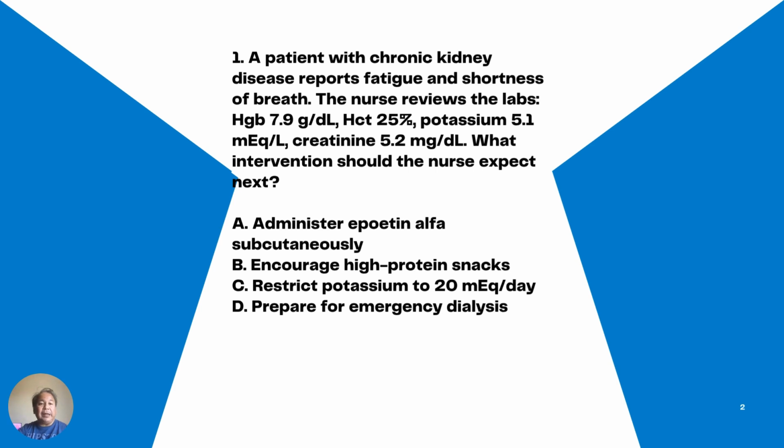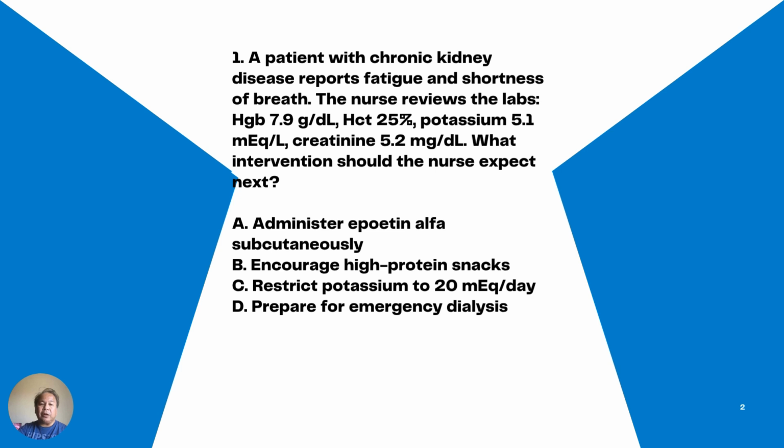Is it A, the administration of epoetin alpha subcutaneously? Is it B, encourage high protein snacks? Is it C, restricting potassium to 20 milliequivalents per day? Or is it D, prepare for emergency dialysis? So I'll give you 10 seconds to select your answer.